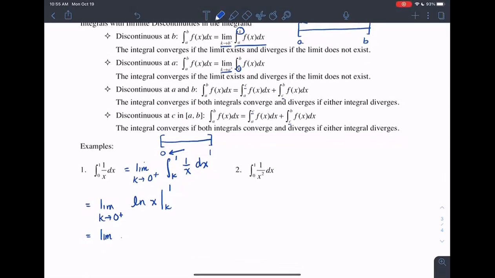All right, so K is still approaching 0 from the right, and I want ln 1 minus ln K. ln 1 is 0. All right, what happens to the natural log function as we approach 0?